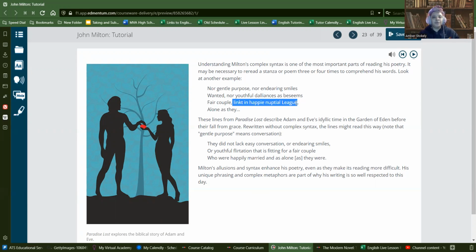So the same way that we could say like join together in union instead of marriage, like when we're giving speeches, this is basically his way of saying that, just fancy in a poem. Now, this is one of the easier passages to translate because a lot of these words are ones that you actually can look up. Gentle purpose is the most difficult part of this. But if you were to look up nuptial, beseems, dalliances, endearing, that's a word that's used today, you can find those easily looking them up yourself.